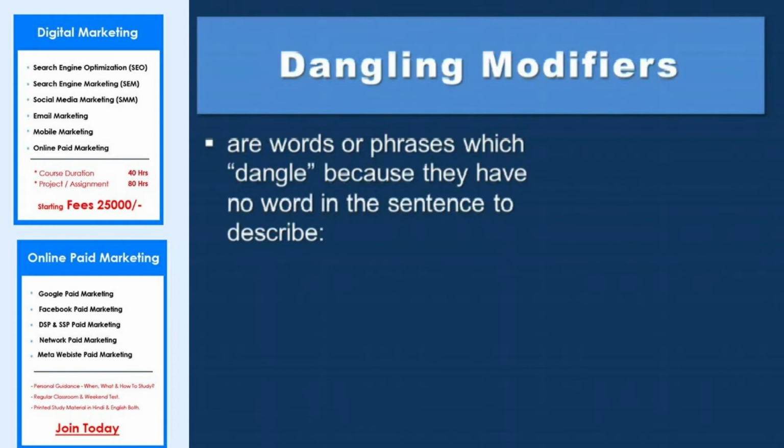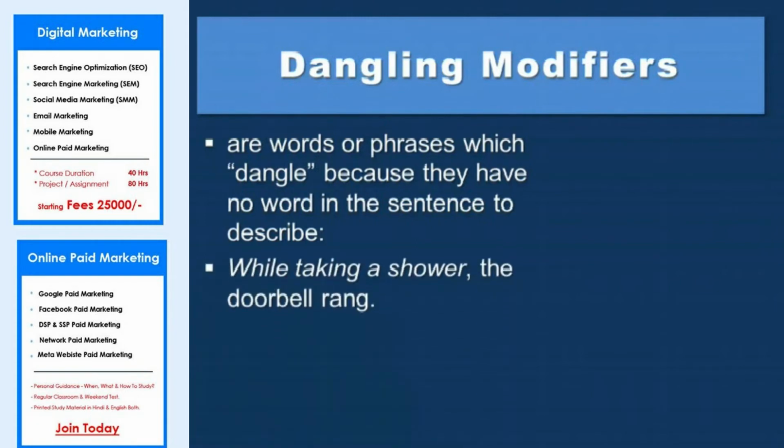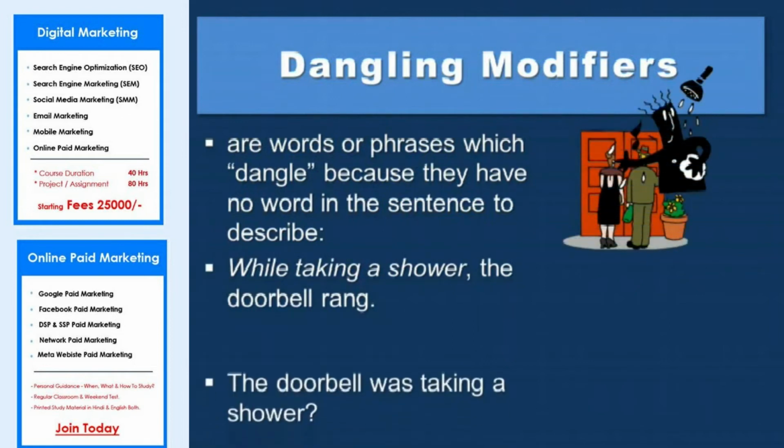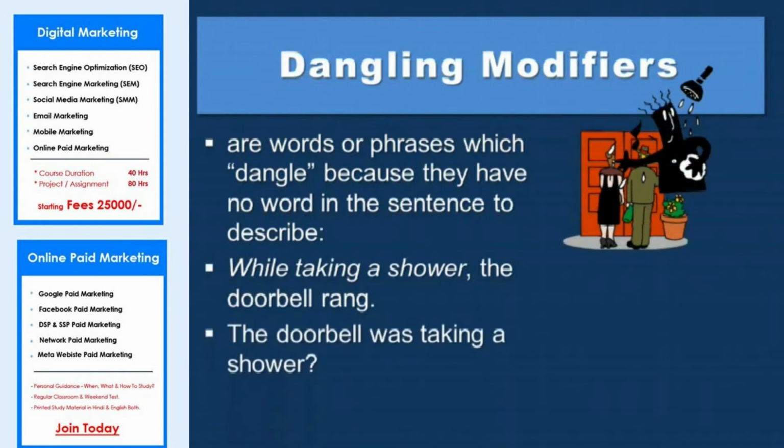This question coming up here. While taking a shower, the doorbell rang. While taking a shower. Who was taking a shower? Is it the doorbell? No, it was an individual. Doorbell obviously cannot take a shower. That sounds funny. So, let's see how to correct it now.